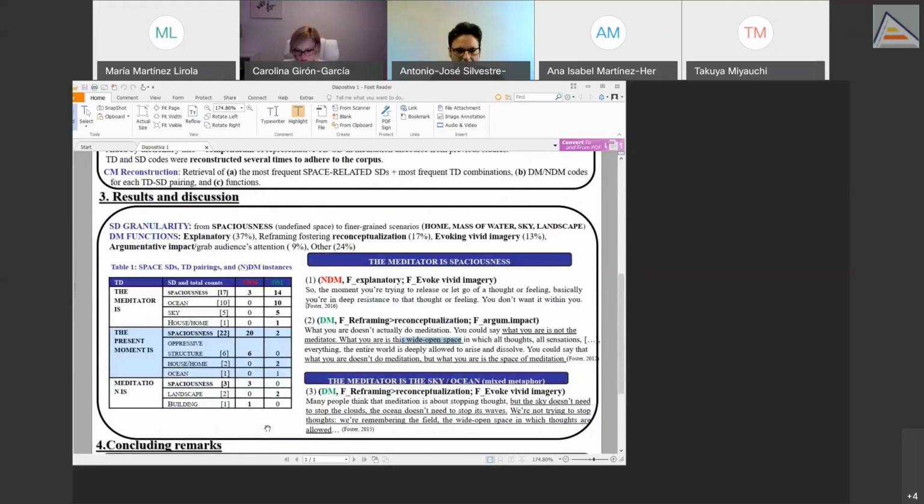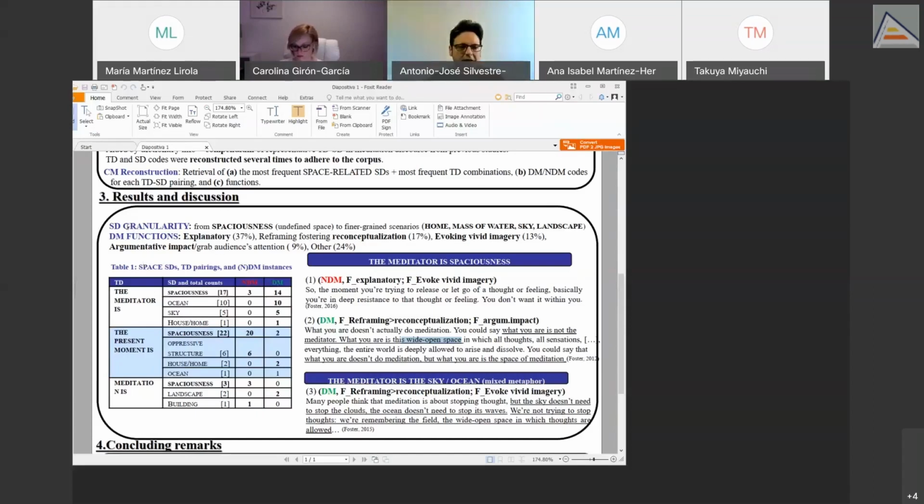Of course, this is a summary of the whole study. But that table shows the target domain, like the meditator, and also source domains related to space. So it's like the meditator is space, that is the metaphor. Then you have realizations, like 17, 3 non-deliberate, 14 deliberate metaphor, and so on and so forth. The present moment is spaciousness, like undefined space, or meditation is spaciousness, or a landscape, or a building. So these are the metaphors that I found in this course.